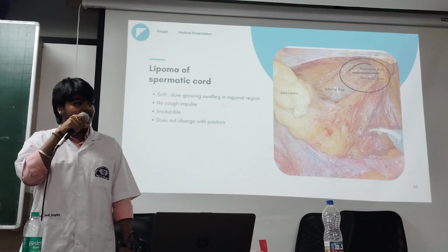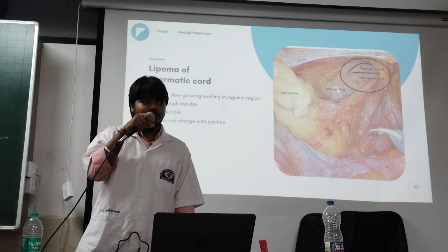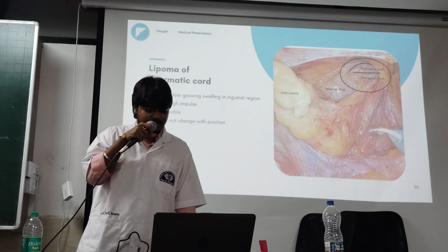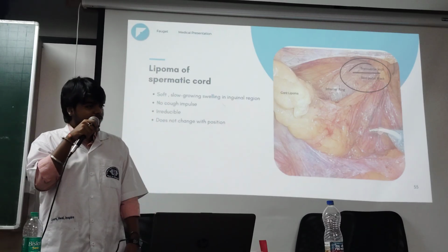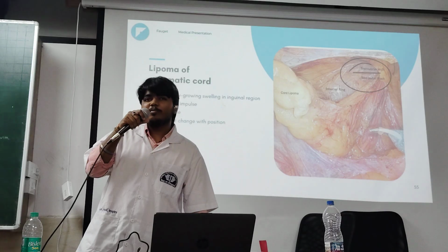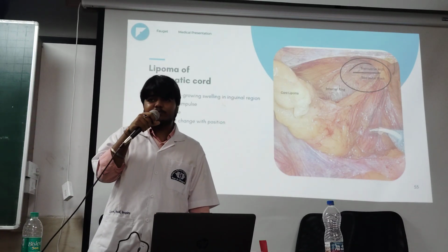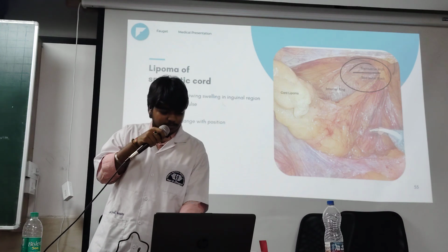Next is lipoma of the spermatic cord. Lipoma means abdominal fat protruded into the groin region. It does not usually enter the scrotum. It is also the most common type of benign tumor of the spermatic cord. It does not change with position and cough impulse is absent.